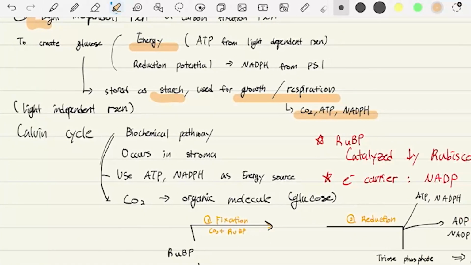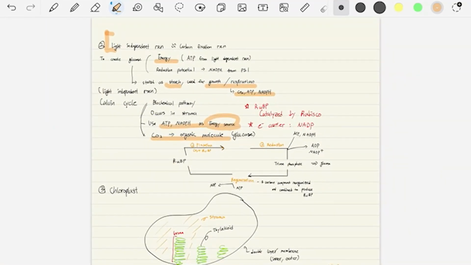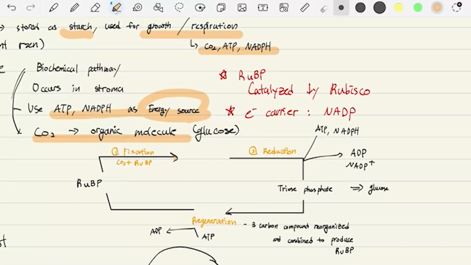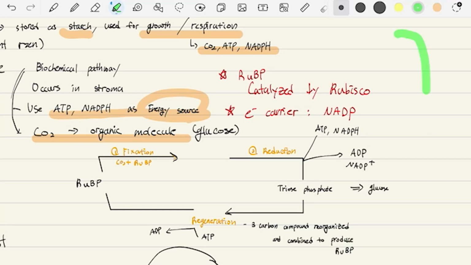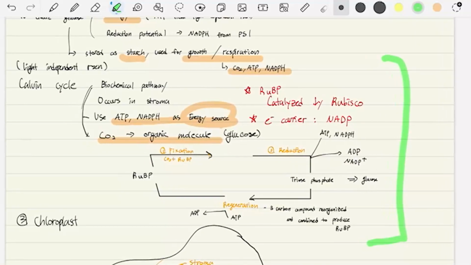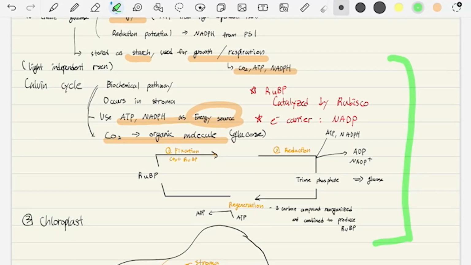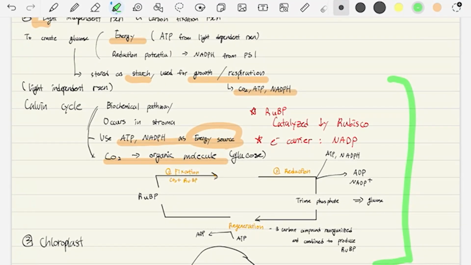So in light-independent reaction, there is something called Calvin cycle, which is the biochemical pathway and occurs in the stroma. In Calvin cycle, they use the ATP and NADPH as an energy source for themselves, and they turn carbon dioxide into organic molecule, which we refer to as glucose. This is the overall structure of light-independent reaction, which we often call Calvin cycle, or carbon fixation reaction.